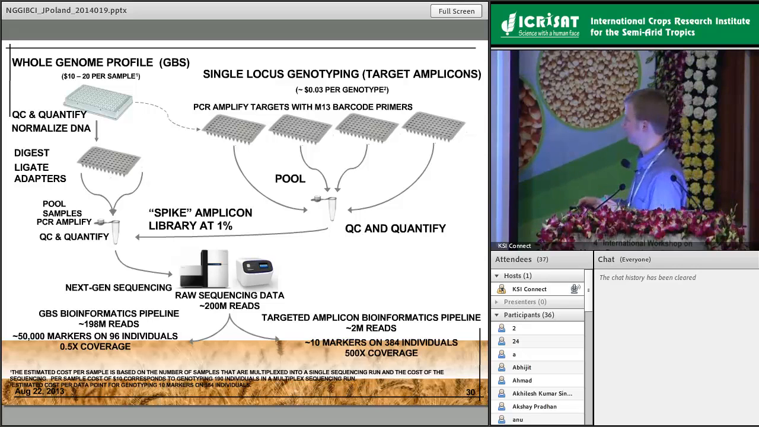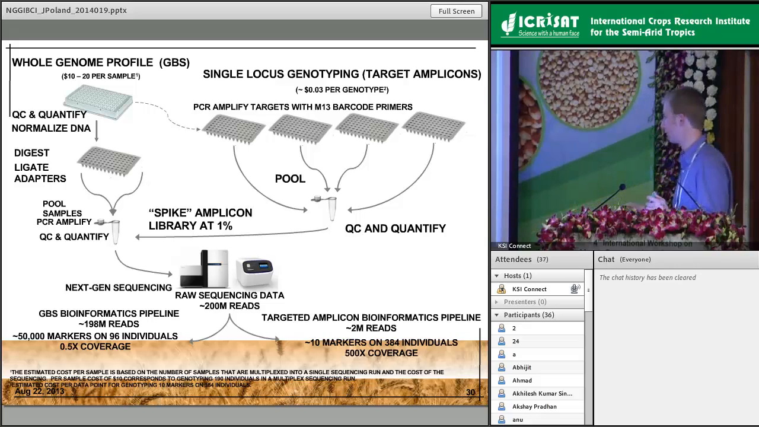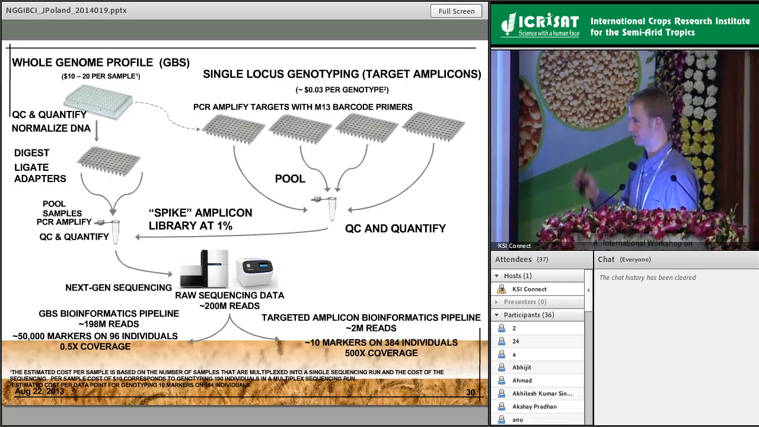On this side, we can generate something like 50,000 markers on 96 to 192 individuals. They're really low coverage, about 1.5 to 2x at most. On the other side, using 1% of that, you have about 2 million reads. If you're doing something like a target of 10 markers on 384 individuals, you can have around 500x coverage on those. So you can really start to eliminate missing data, and at the same time it's really high throughput.